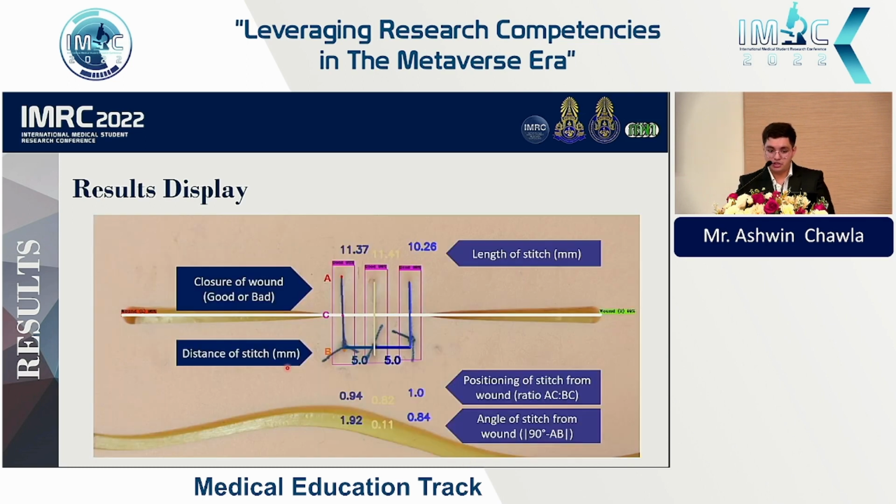So as I mentioned earlier, in our first layer, the AI will detect the furthest left and the furthest right of the wound. After that, it will also tell whether the closure of the wound is good or bad. Once it detects good, it will then further evaluate the length of the stitch, the distance of stitch in millimeters, and then the positioning of the stitch from the wound in a ratio of AC to BC. So in an ideal situation, it should be closer to 1. We would also detect the angle of the stitch from the wound and how far away it is from 90 degrees.